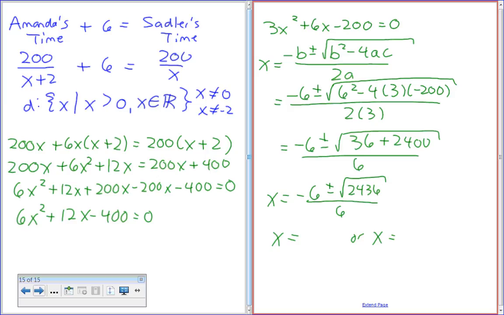If someone can be brave and give me those 2 answers in decimals, that's fine. If you want to say that her speed is negative 6 plus or minus the square root of 2436 over 6, that'd be very sad. If you can get a real answer for that. Nobody here has a calculator, that's all.